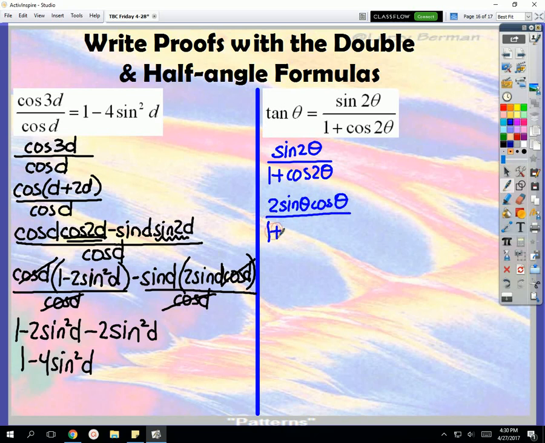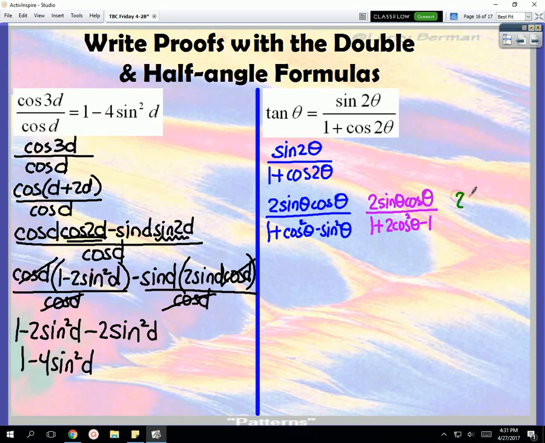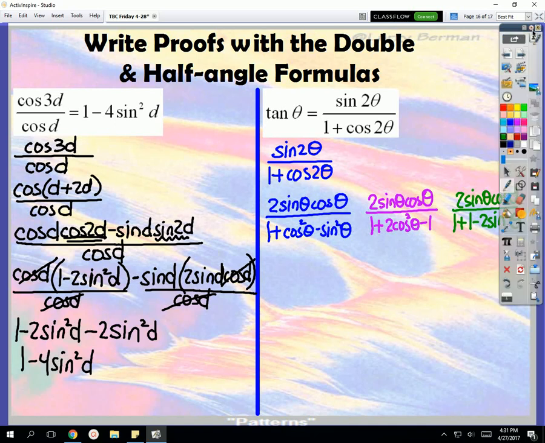Now, right here, I want to show you some options, okay? If I expand cosine 2 theta, I could make it cosine squared theta minus sine squared theta. And that has benefits, but consider option 2. Option 2 is 2 sine theta cosine theta over 1 plus, this time I'm going to make it 2 cosine squared theta minus 1. Okay? Option 3 would be for the top to be 2 sine theta cosine theta over 1 plus, cosine 2 theta can also be written as 1 minus 2 sine squared theta.